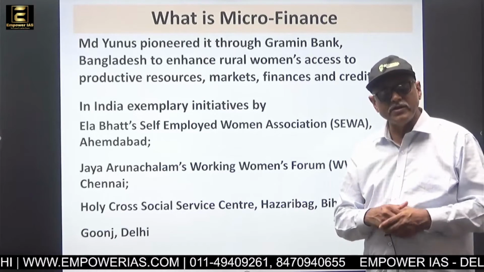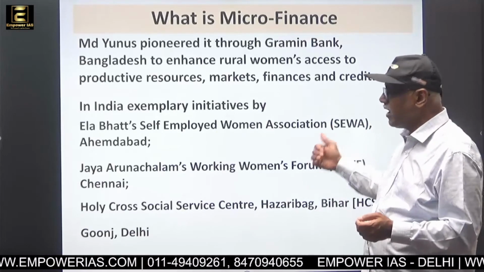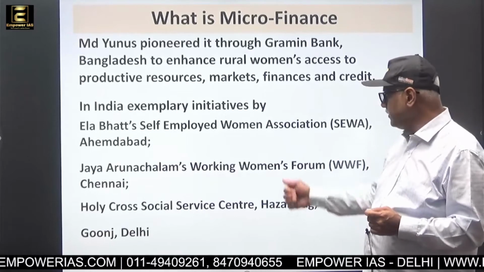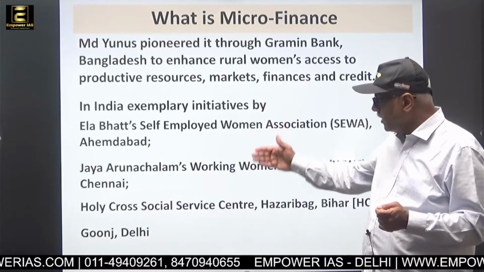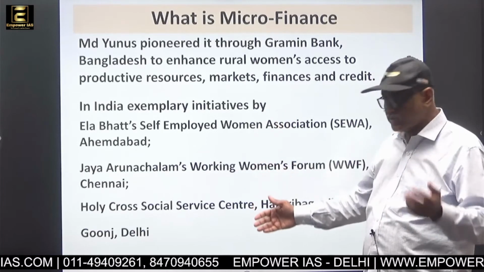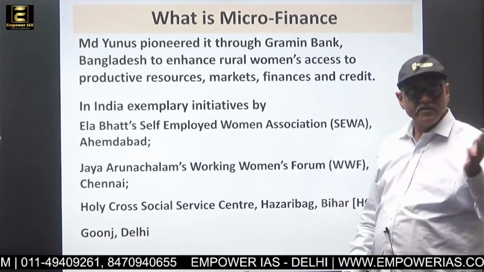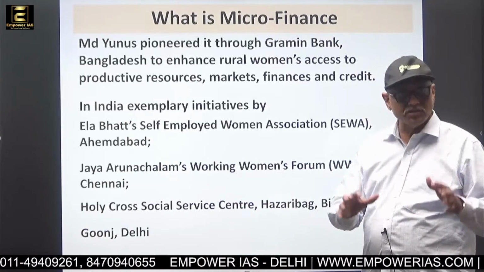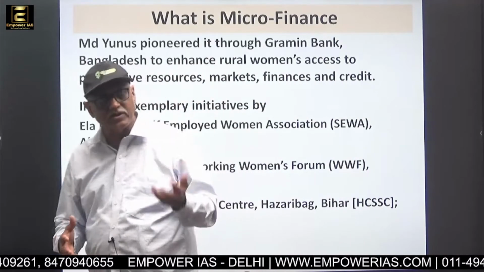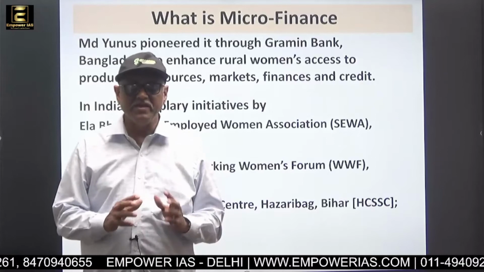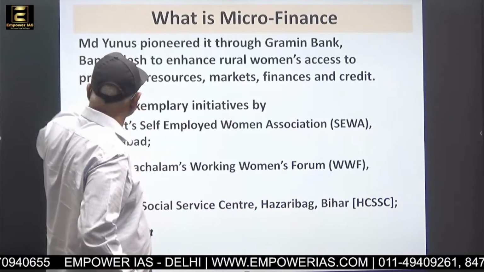And later on in India, there are plenty of models that have developed. Of them, definitely Seva is a very, very lead model. And then there is another model called Working Women's Forum, that is in Chennai. So you see that all India, Ahmedabad is Western India, then Chennai, Southern India, then Holy Cross Social Service Center, Hazaribagh, Bihar is Eastern India, and Delhi is the Northern India. Gunj. All these, various initiatives. I have just given 4, but there can be dozens of them. They made it successful in India. So that is what has happened on this microfinance.